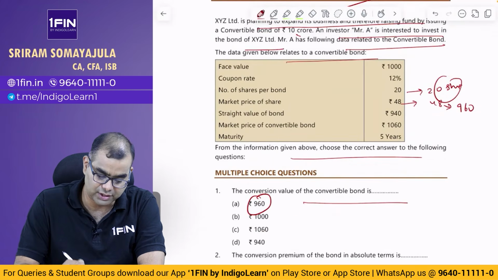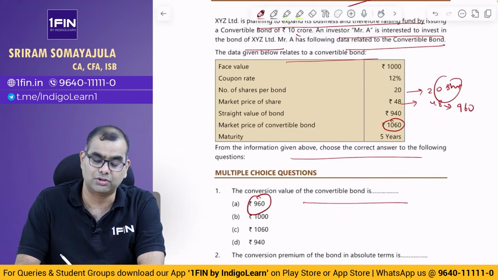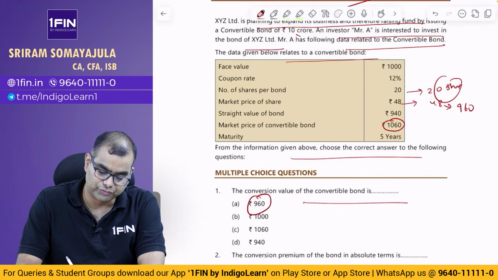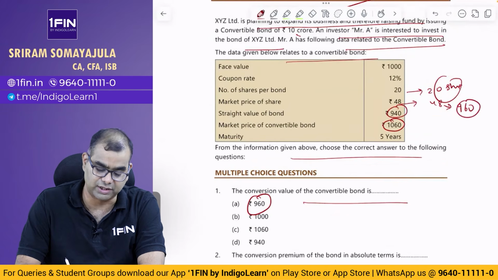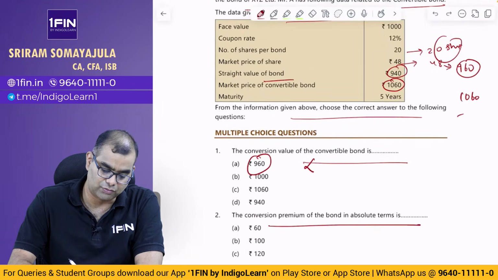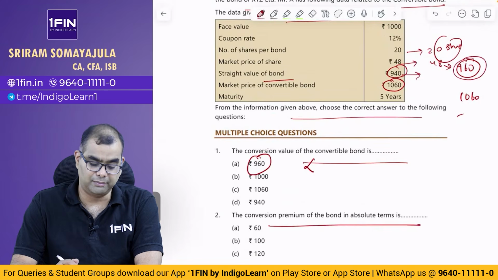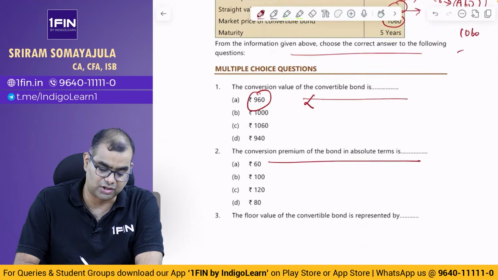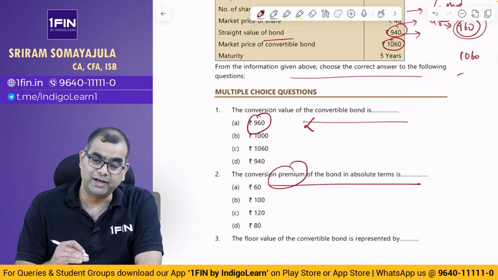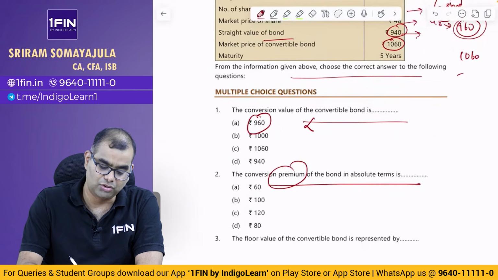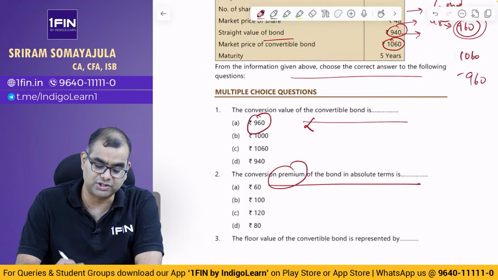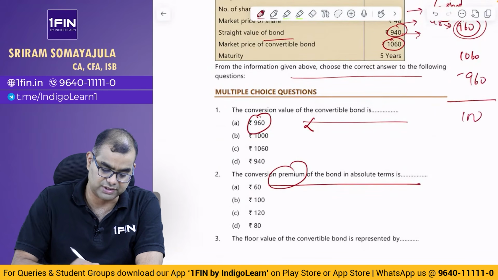The conversion premium of the bond in absolute terms. What is the conversion premium currently? The market price is 1060, but equivalent value in share terms is 960, in straight value terms is 940. So the conversion premium is with respect to what? Is it with respect to the straight value, or is it with respect to the market value of equivalent shares or conversion value? So conversion premium is always when a conversion happens, what will happen? So it is always with this 960, not the straight value. So it is 100 rupees is the premium.